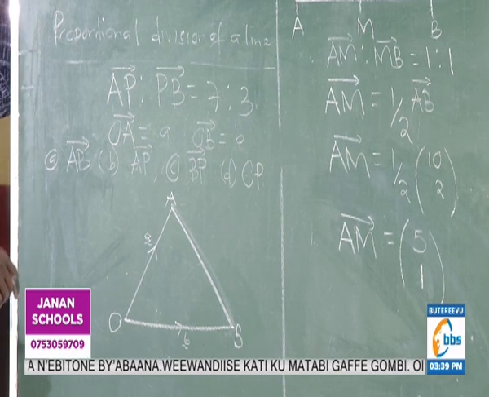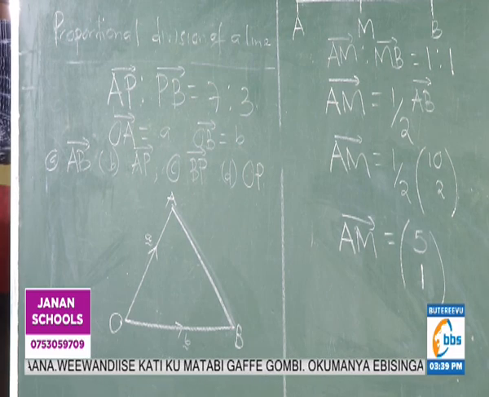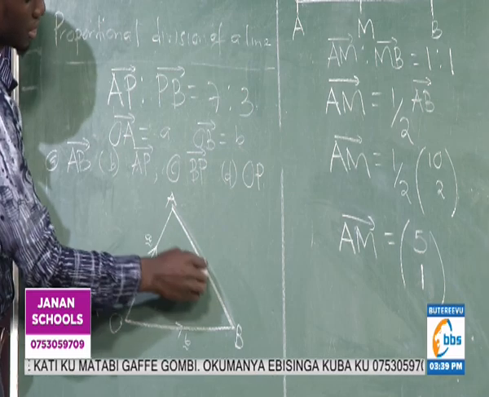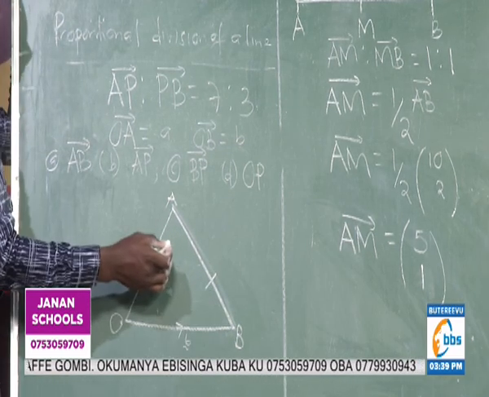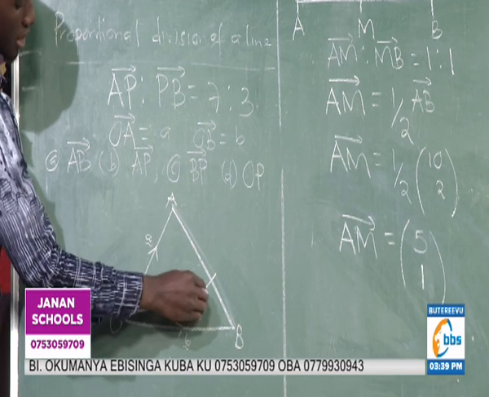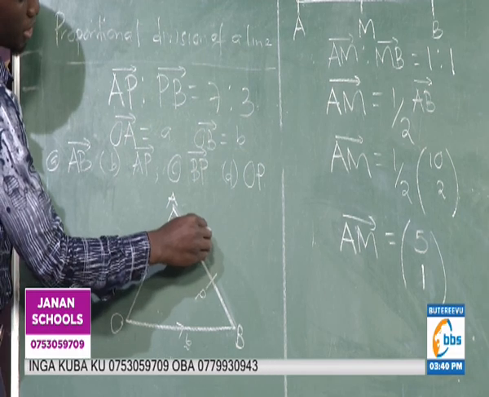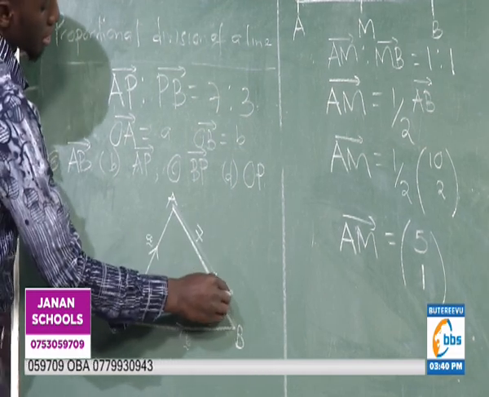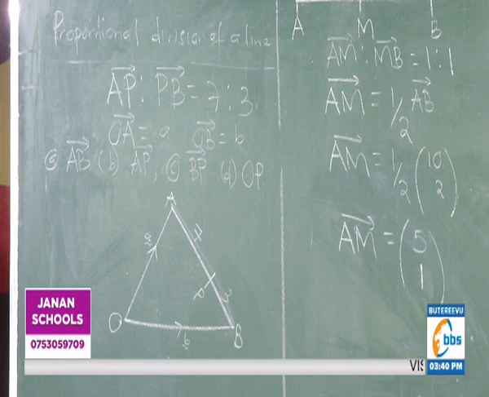And again, they gave me something about the ratio. They're saying that AP to PB means that this P is dividing this line. I'm putting it this side because if you look, AP is bigger than PB. So AP to PB is 7 to 3. Yes, that's what we have. That's our triangle. So after drawing it, I can answer the question.